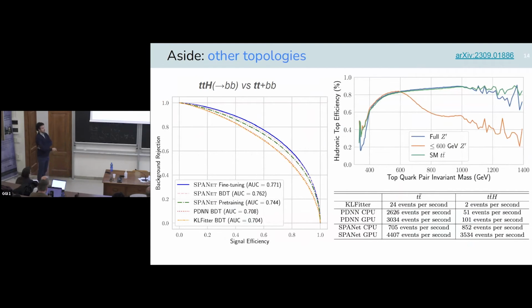Okay, SPANET doesn't just do TT bar. I mean, this is just a little bit of advertising. You can also input any sort of topology. So here we're looking at the separation power between TTH to BB and TTBB. You can also plug in a BSM model, so it's absolutely not biased to the SM model in any way. You're not making any assumptions about what the tops actually look like.